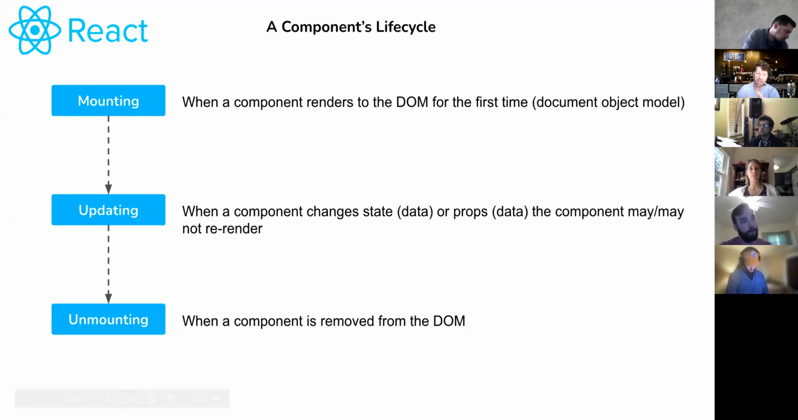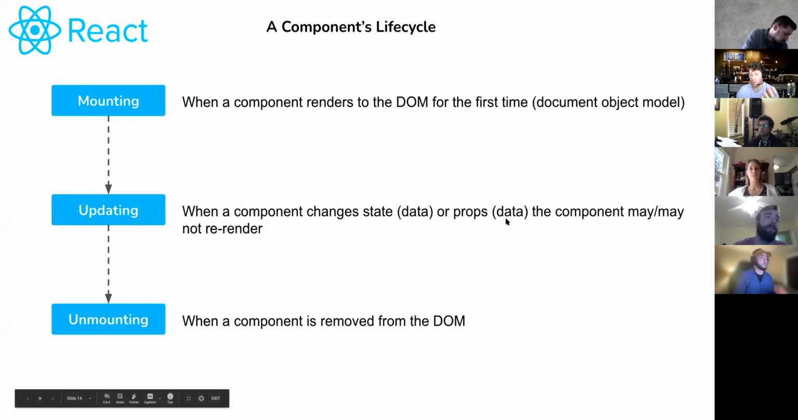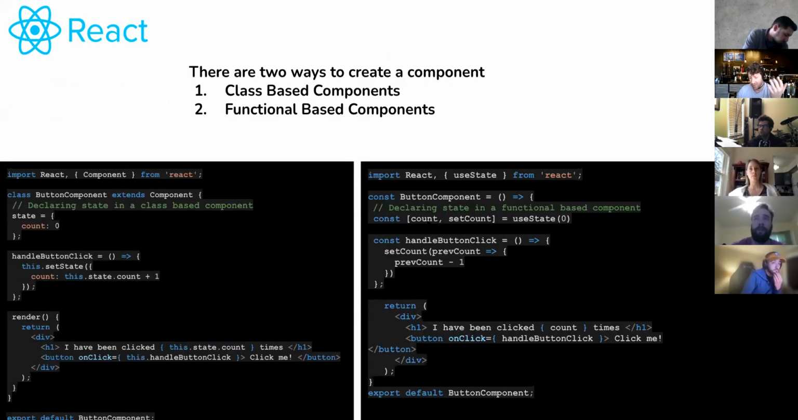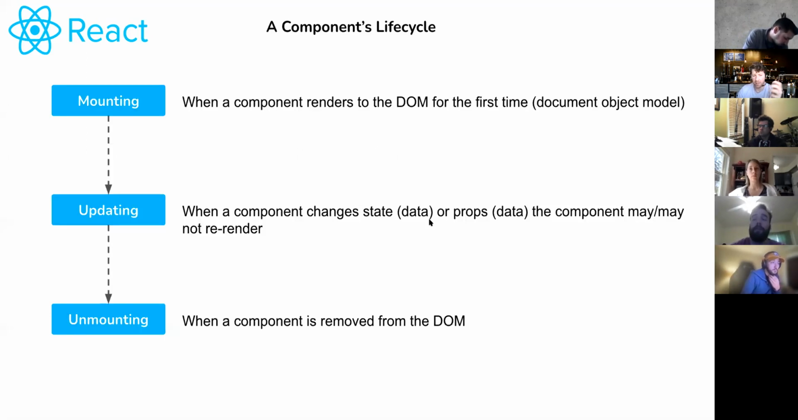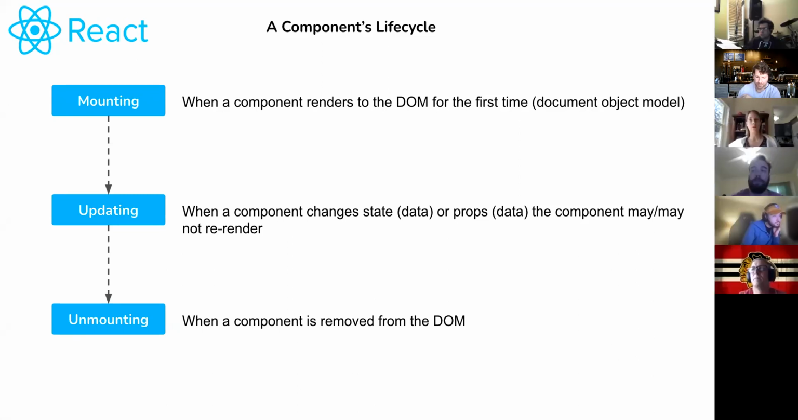And there's updating. So when a component changes state or props, so anytime that data within that component changes, maybe I update the count of this button component. Once I update some data, I may want to trigger a re-render. So I can trigger, hey, update this component on the screen. And then there's unmounting, when a component is removed from the DOM, or the screen, essentially. So when it leaves the screen, it's unmounting.